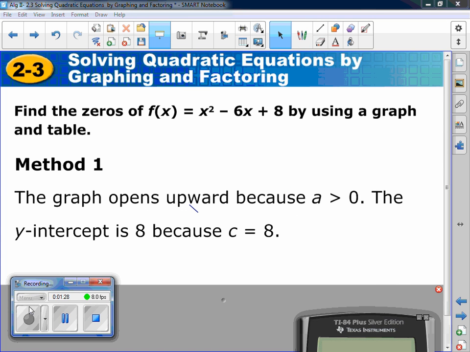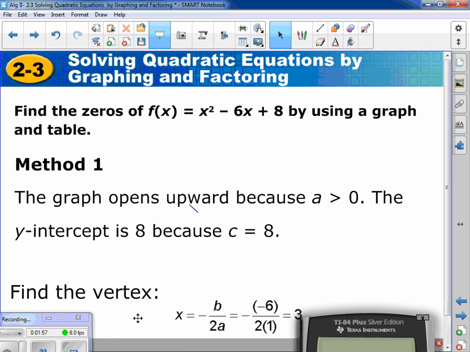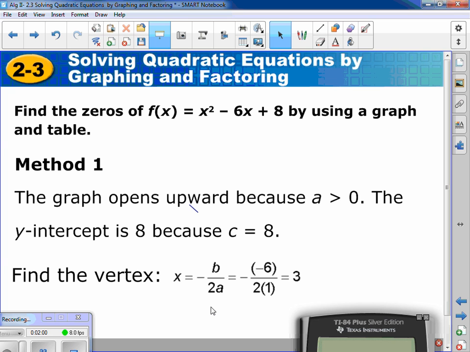The first way to find zeros: I have x squared minus 6x plus 8, using a graph and a table. Looking at it, we know because a is greater than 0 that it has to open upwards. We know that the y-intercept is 8 because c is 8. To find the vertex, we learned previously that x is negative b over 2a. That tells you your AOS.